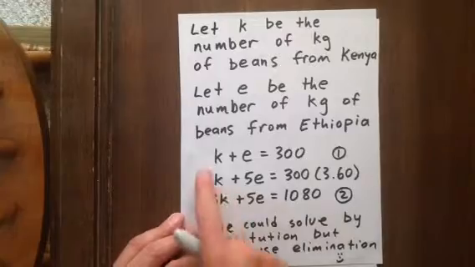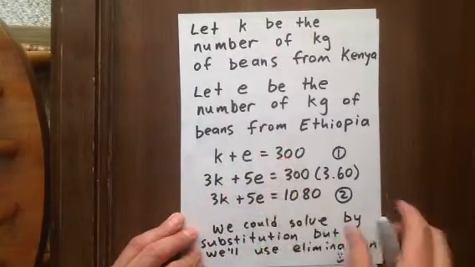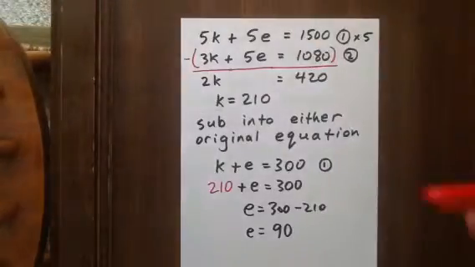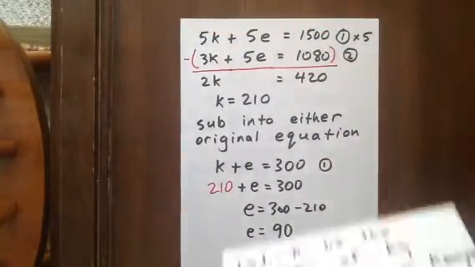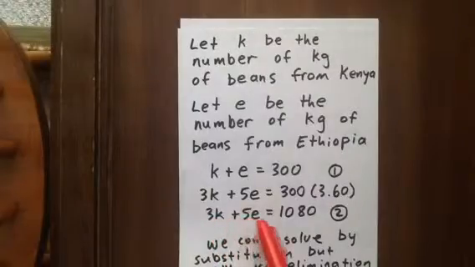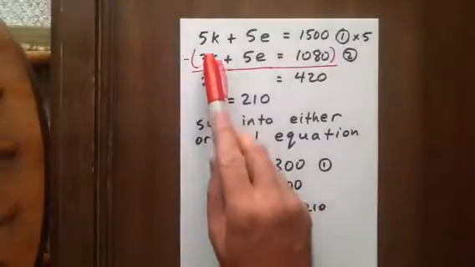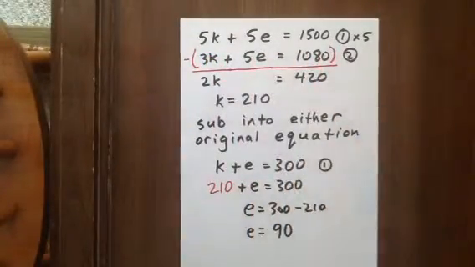So that's what we do. 5k plus 5e equals 5 times 300. In other words, 5k plus 5e equals 1500. And 3k plus 5e equals 1080.